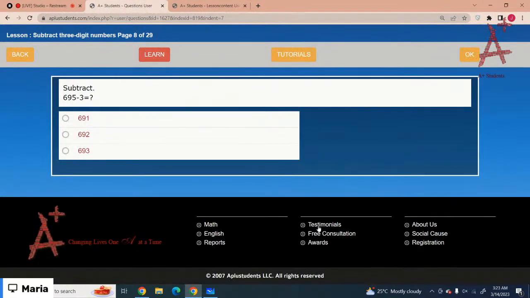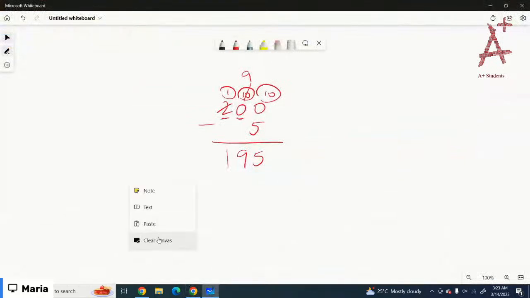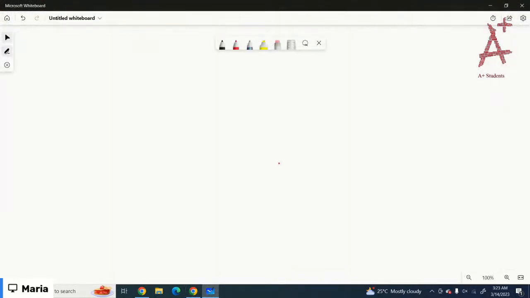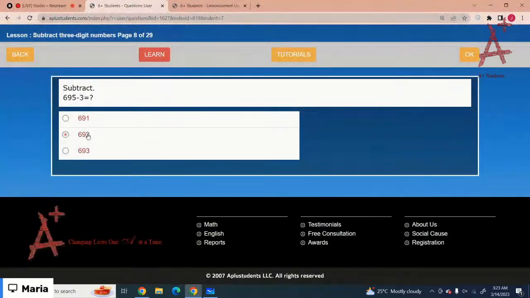Okay, the next one is 695 minus 3. 5 take away 3: you can subtract, because 5 is greater than 3. We can subtract a smaller number out of the greater one, but not a greater one out of the smaller. Got it? 5 take away 3 is 2. Write down 9 as it is and 6, so it would be 692. 695 minus 3 equals 692.